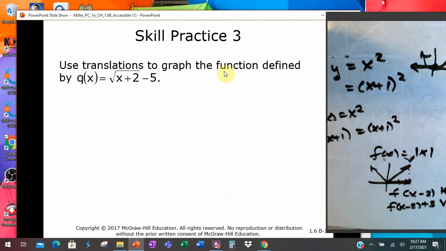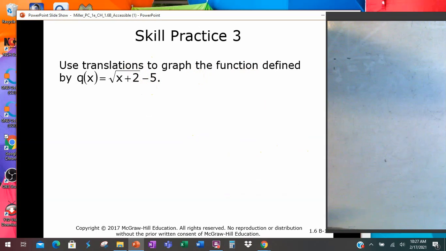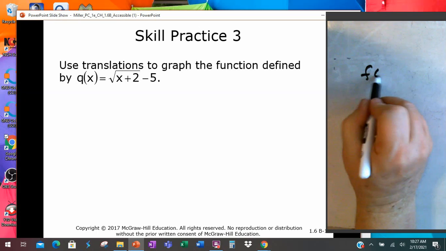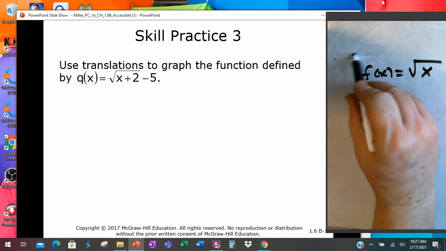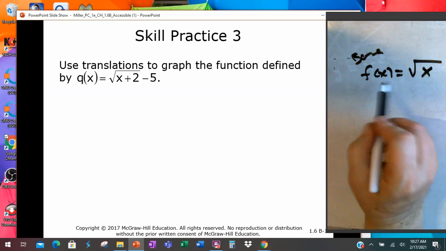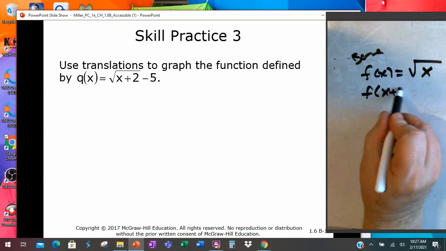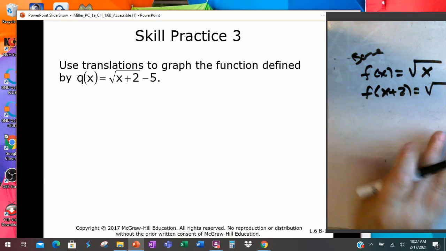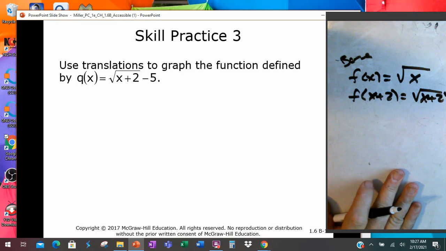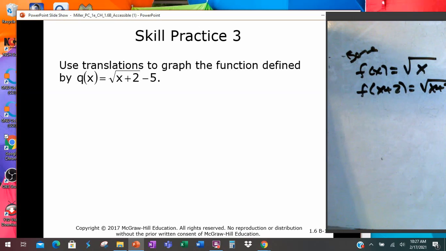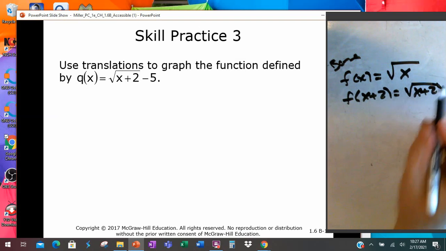Use translations to graph the function defined by... Okay, so I have my basic graph. I say, oh, it looks like I've got a radical square root function. That's my base. And then I'm applying this transformation, the x plus h, x plus 2. That's what this looks like, x plus 2.